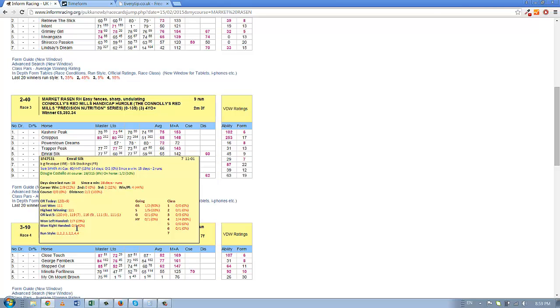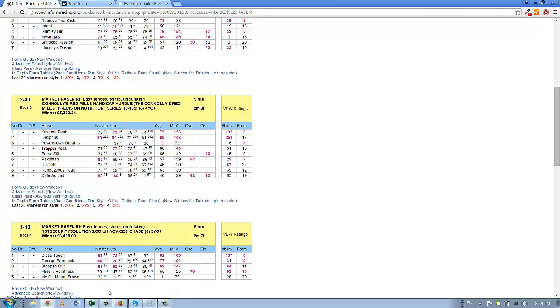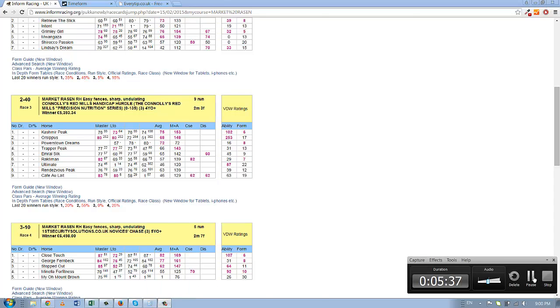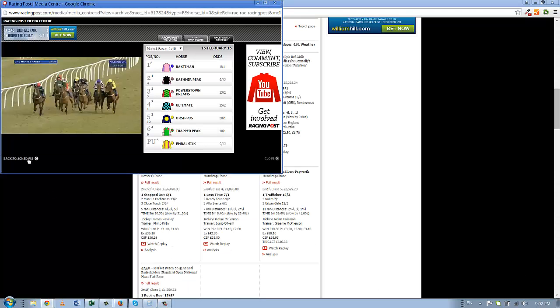He's 3.55 in the betting market on Betfair. He's not in the top 4 or 5 of master ratings or master plus average ratings. So to me, that's a pure lay. So let's have a look at the race and see what pans out. I've got the race to start working here. So let's have a look at the race and see how it pans out.